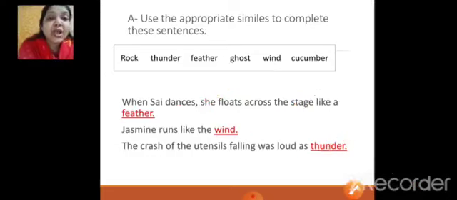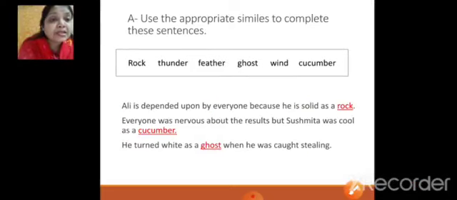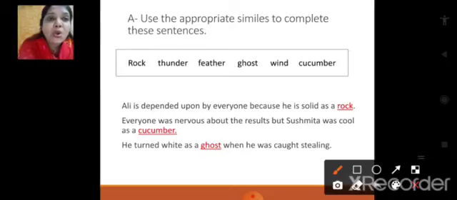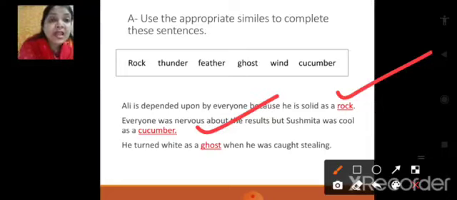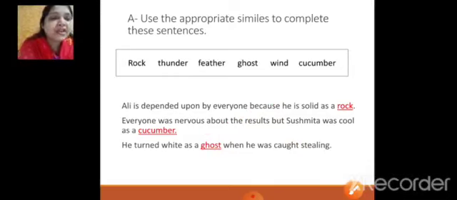Right. Now the next one. Ali is depended upon by everyone because he is solid as a rock. Right. Next. Everyone was nervous about the result, but Sushmita was cool as a cucumber. Next one. He turned white as a ghost when he was caught stealing. So see children, wasn't it easy? Yes, and it was really fun framing the complete sentences, isn't it? So let's check a few more activities which are given on page number 77.